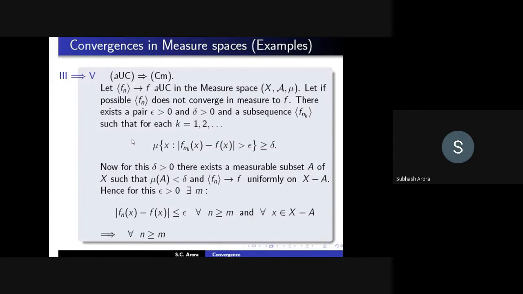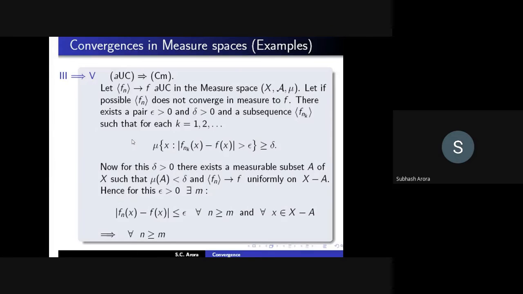Let Fn converge to F almost uniformly in the measure space (X, mu). Suppose this is so, and let it be possible that Fn doesn't converge in measure to the function F. That means there exists a pair epsilon greater than 0 and delta greater than 0 and a subsequence Fn_k such that for each k going from 1 and so on, mu of all those x such that |Fn_k(x) minus F(x)| is greater than epsilon is greater than or equal to delta. Reverse implication of that, right?